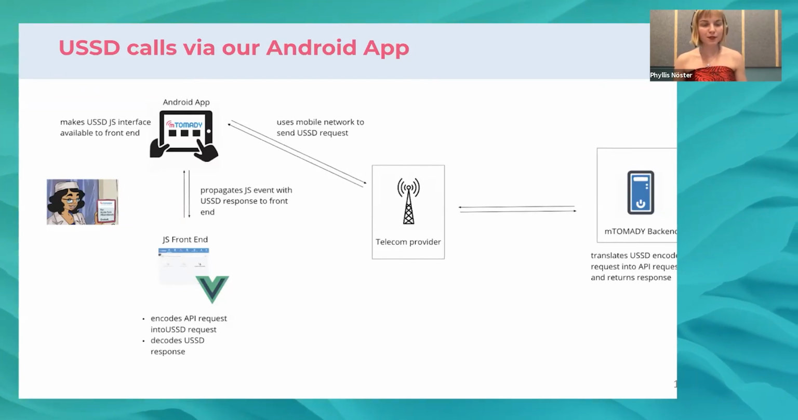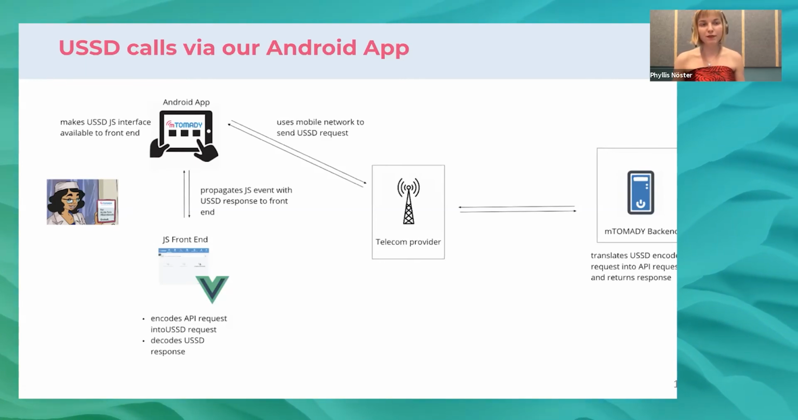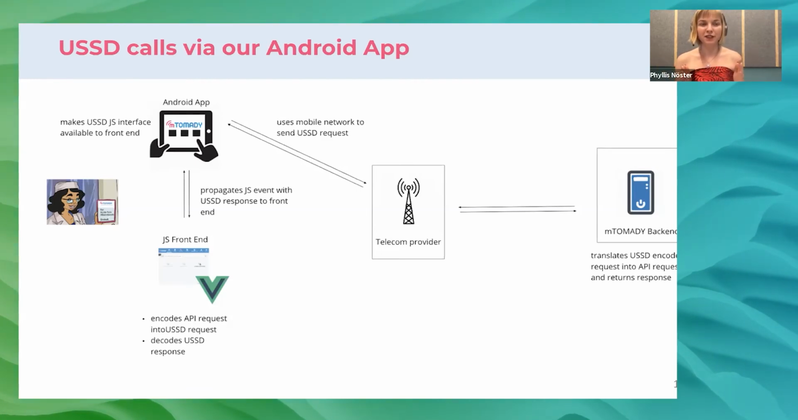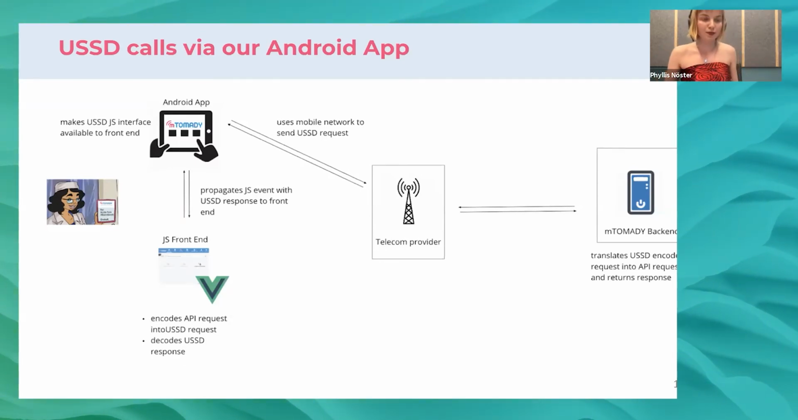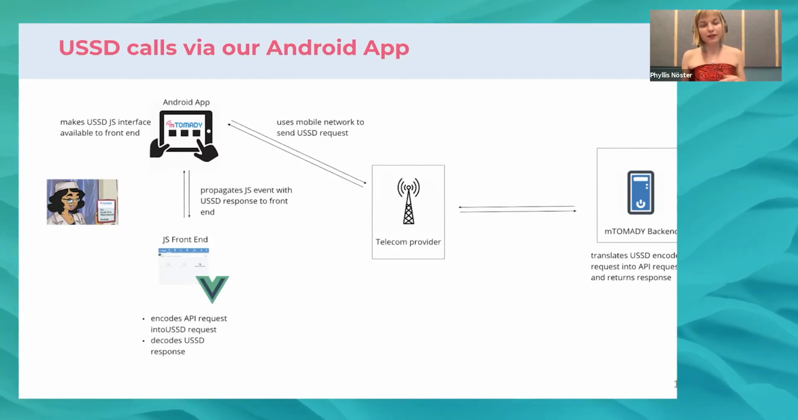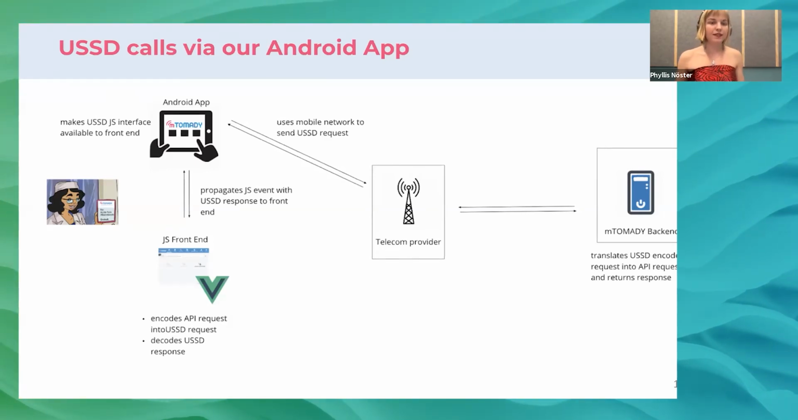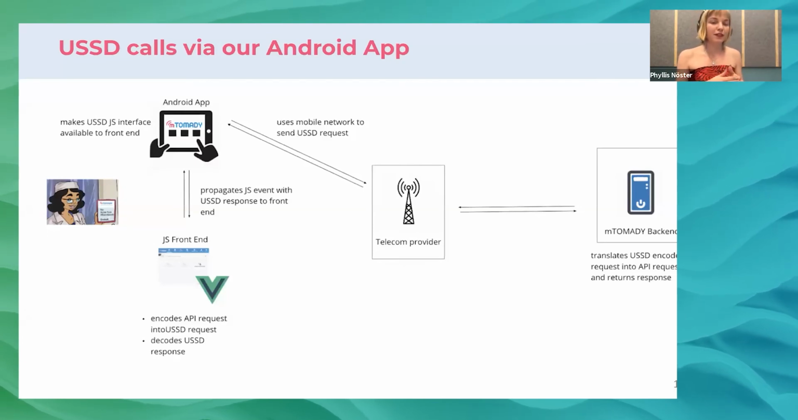The reason why we need to encode this is, as I mentioned before, a USSD request can only have around 160 characters. So we need to make everything very concise. And then the front end uses a USSD interface that is made available to the front end by our Android app to then use the mobile network of the tablet to send a USSD API request to the telecom provider. Then the telecom provider will forward this request to us.